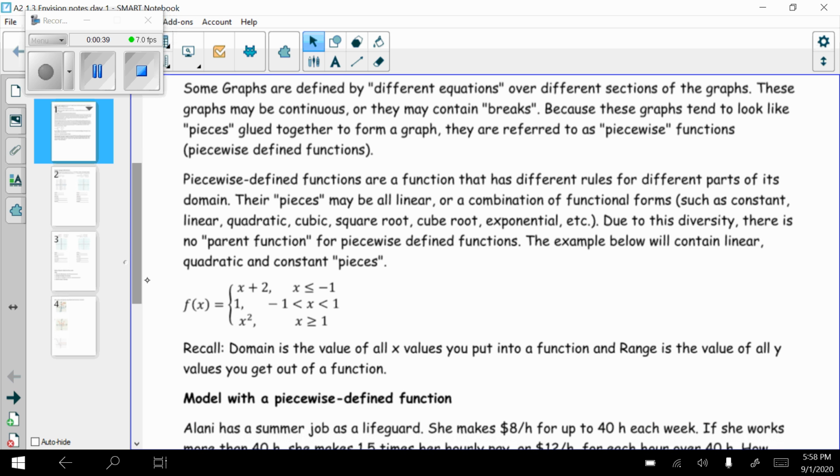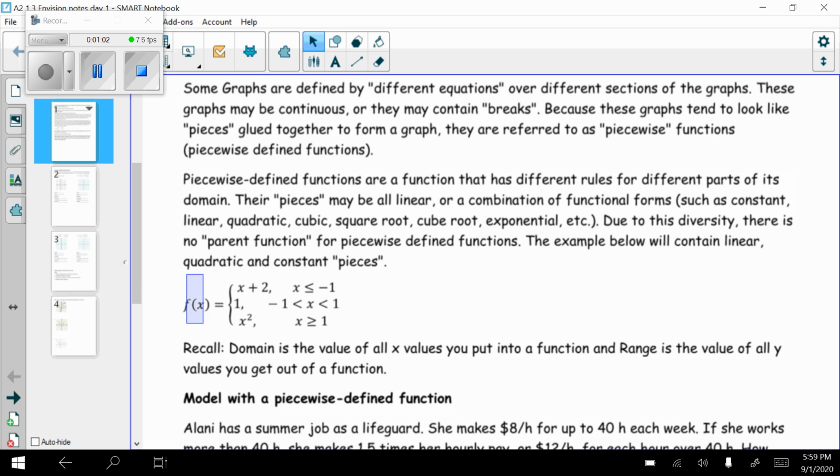Piecewise functions are functions that have different rules for different parts of its domain. Their pieces may all be linear or a combination of functional forms, such as a constant, a linear, quadratic, cubic, square root, cube root, exponential, etc. Due to this diversity, there is no parent function for piecewise defined functions. The example below contains linear, quadratic, and constant.